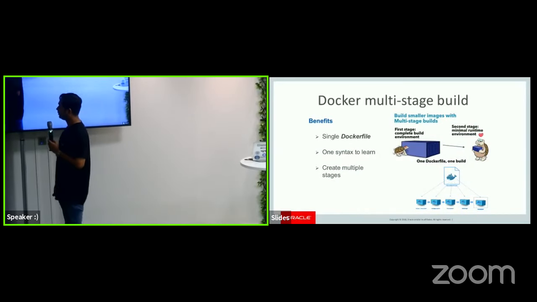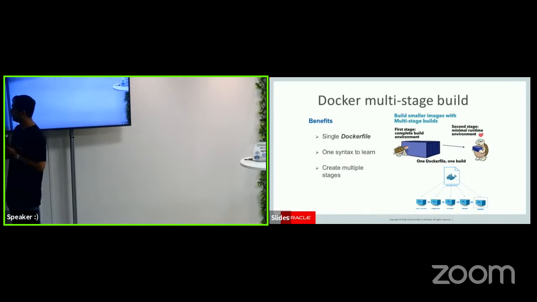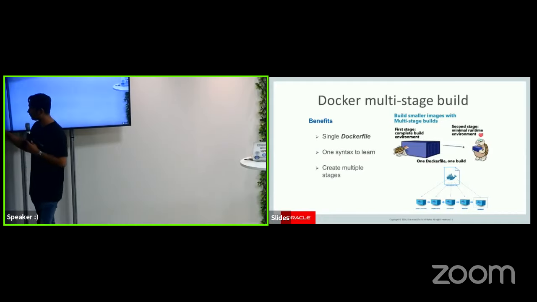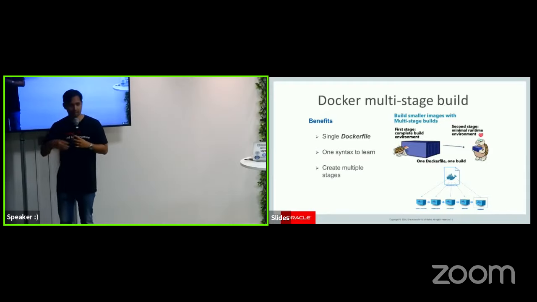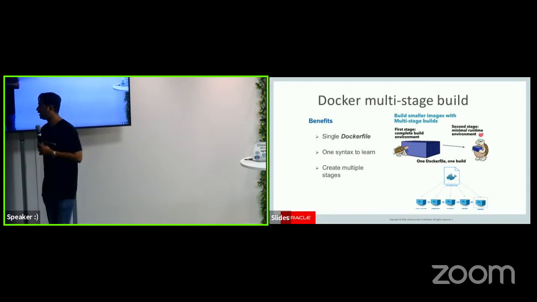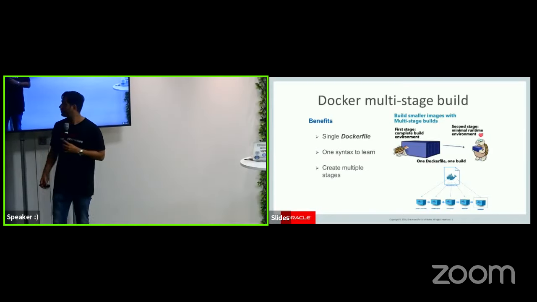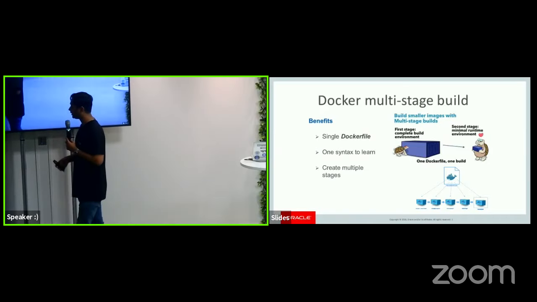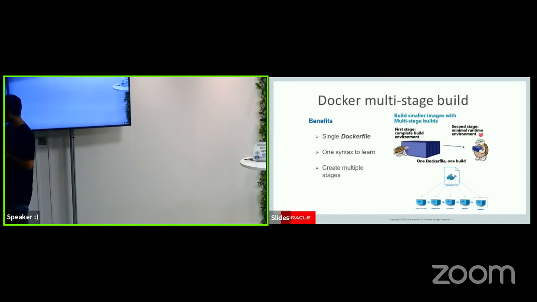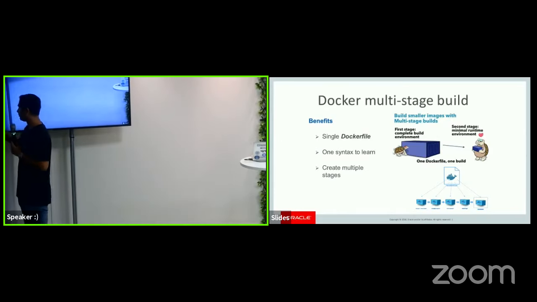So what is a Docker multi-stage build? Let's look at the benefits. It's a single Dockerfile, unlike the builder pattern where you may end up having two or three different builder pattern files. It's one single syntax to learn, which is FROM, and you create multiple stages with that. These are the base image, the compilers, then linkers, and the testing, and then the final release within a single Dockerfile.